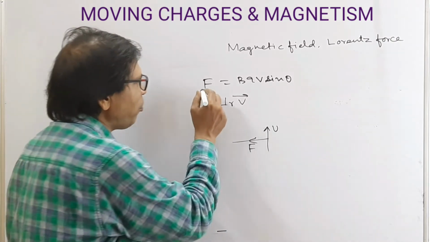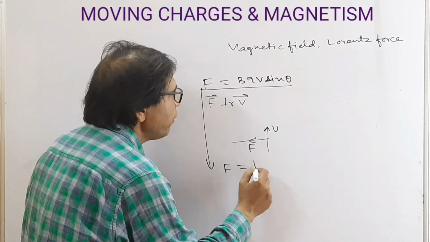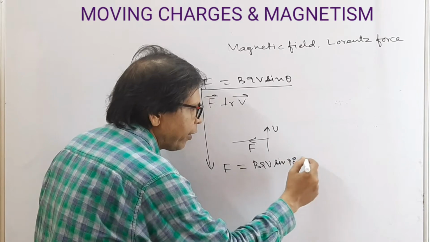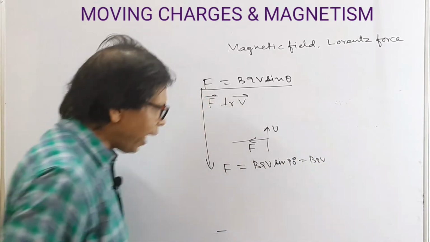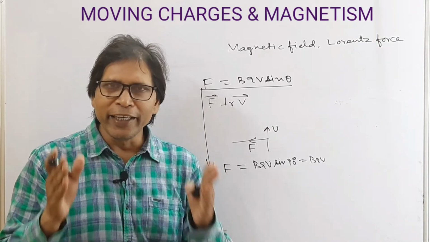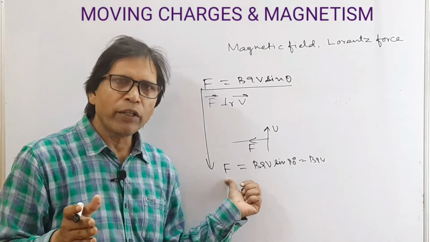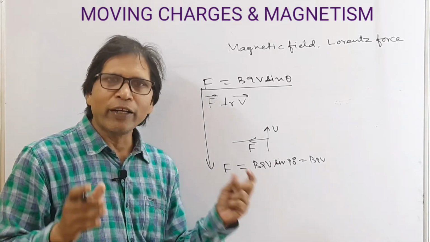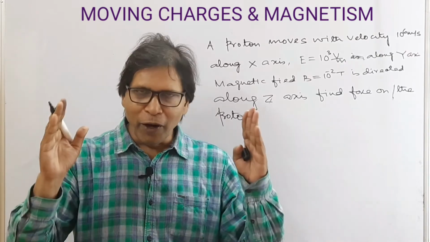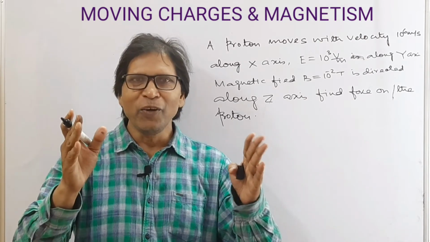Now, maximum Lorentz force. The maximum Lorentz force F becomes B Q V into sine 90 degree, that is B Q V. That is, when a charged particle moves perpendicular to the direction of the magnetic field, then Lorentz force on the charged particle is maximum. Okay. Now a numerical related to Lorentz force. Look at this.